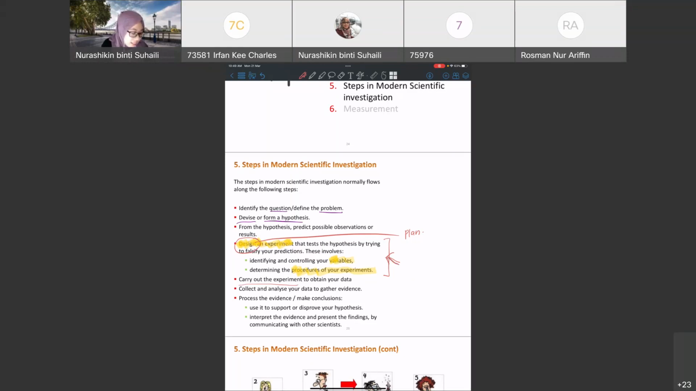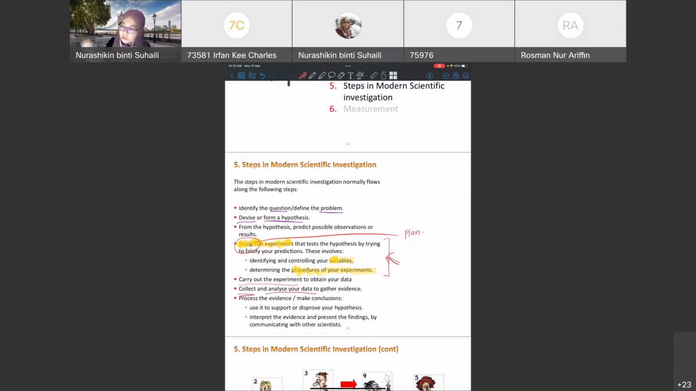Collect and analyze your data. So once you start your experiment, it's not just about doing it, you know, just like letting the things go. Let's say you are growing your microbes, kan? It's not just about let the microbes grow. You have to monitor it. You have to observe it. You have to analyze your data. So that is meant by collect and analyze your data.